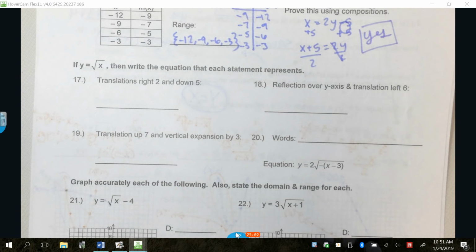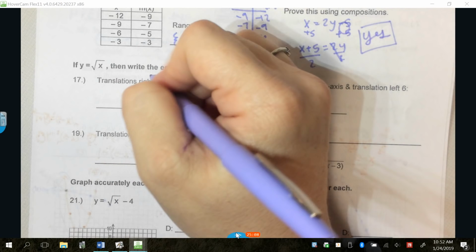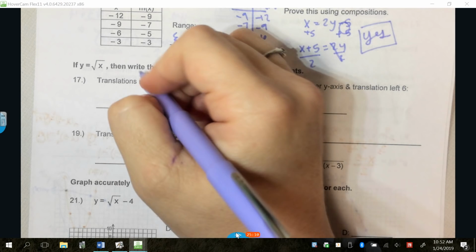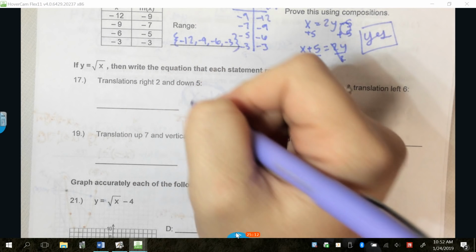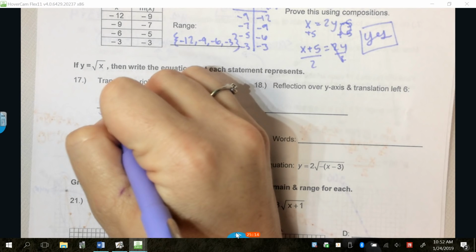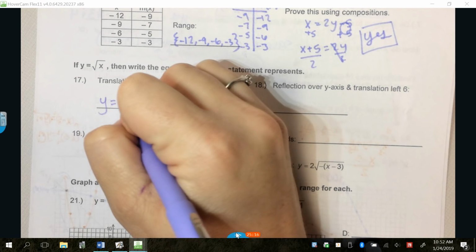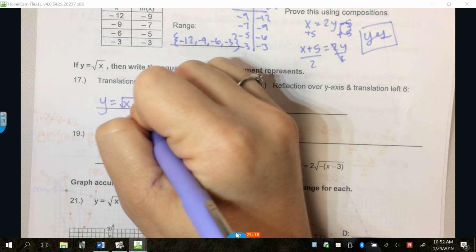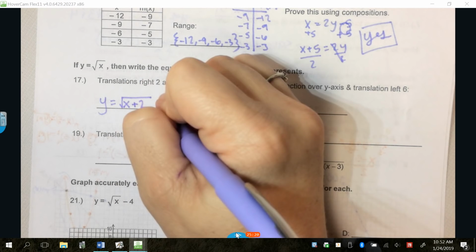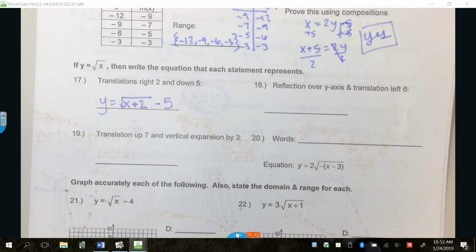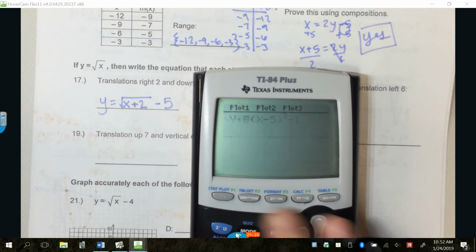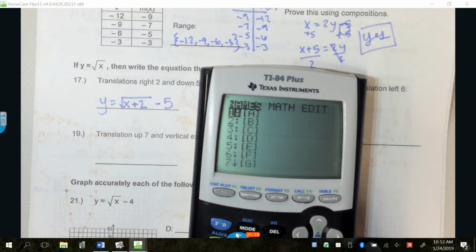All right. Y equals square root of x. Then write the equation that each statement represents. So translate right 2 is going to be an IHOD change. So right 2 is on the inside and down 5 is on the outside. Y equals square root of x. Right 2 is going to be plus 2 because it's opposite, and outside is exact, so minus 5. Guys, check these in your calculator. There's no reason not to check these in your calculator. So I'll check one, but I'm not going to check all of mine.